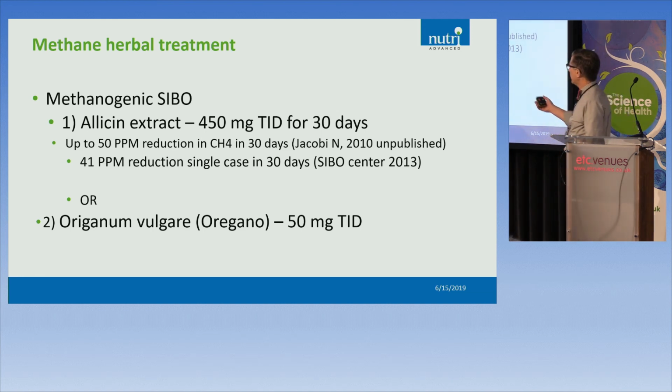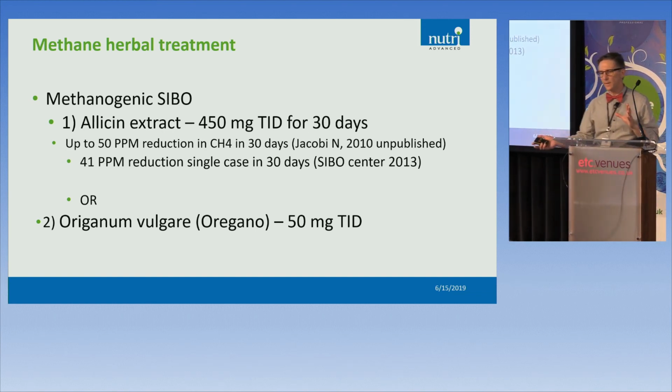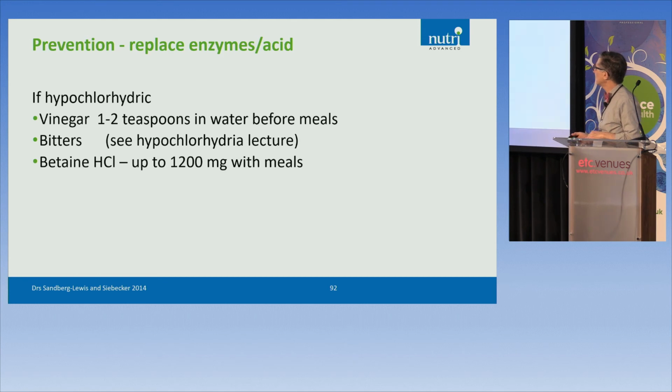So oregano is also a good choice. Oregano seems to be effective both in methane and in hydrogen SIBO. We tend to use an emulsified oregano, 50 milligrams 3 times a day. Of course, if your client or patient is hypochlorhydric, you're going to have to deal with that, however you want to do that.